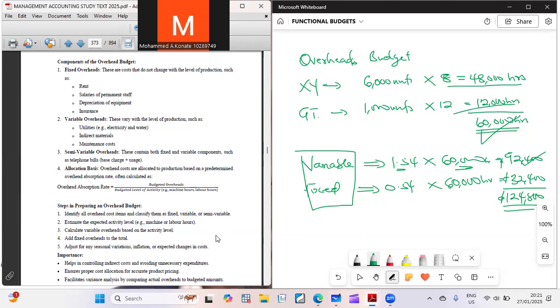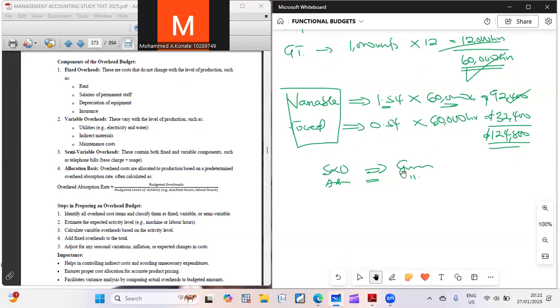So this is all. As for the selling and distribution, it will be given to you in the question. Admin will also be given. So basically that is that. All right. So this is how you go through to do your functional budget.